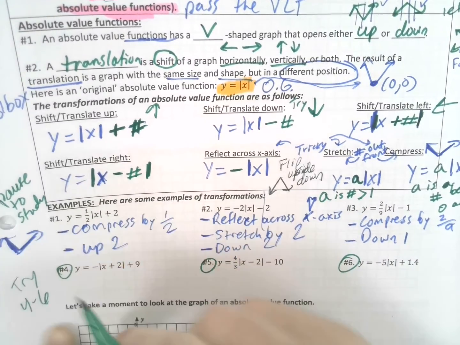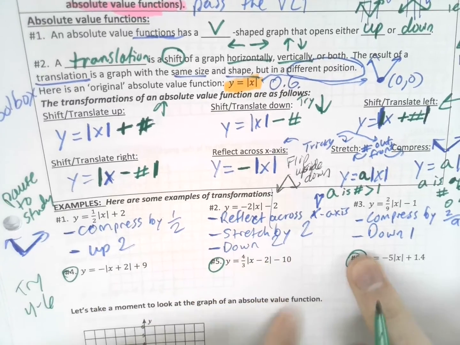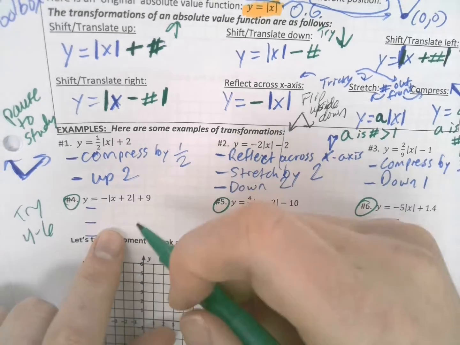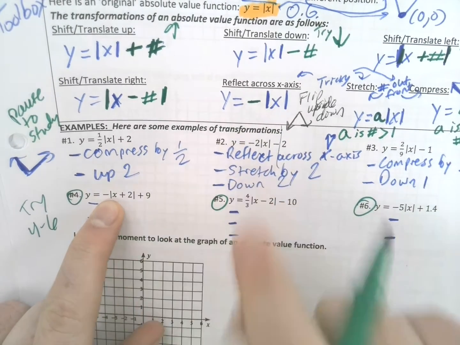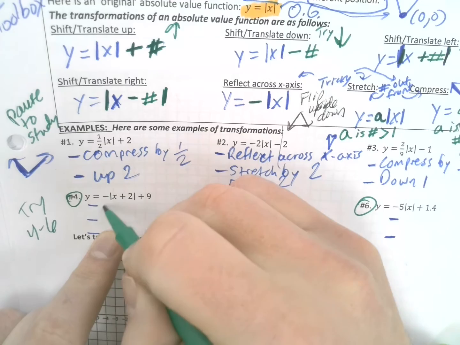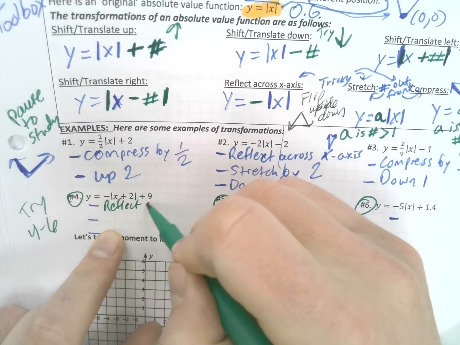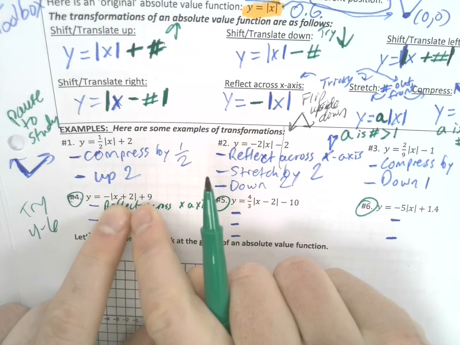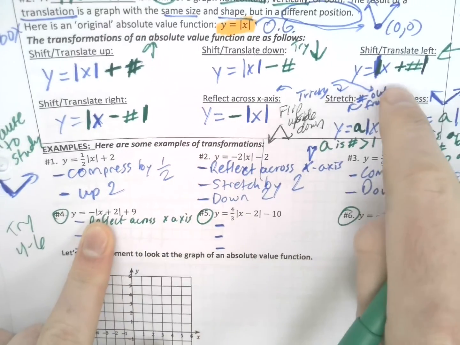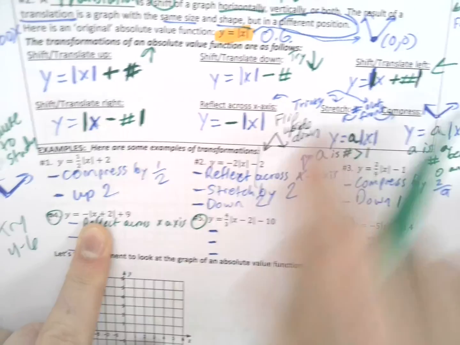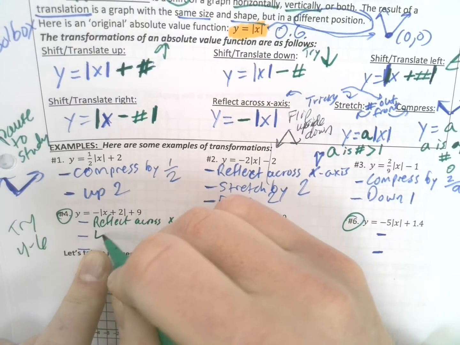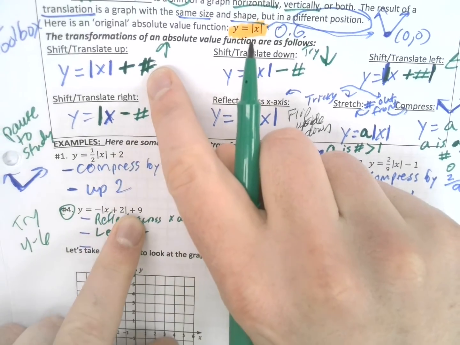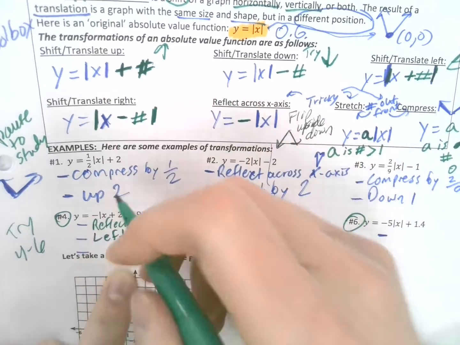So I'm going to let you guys try 4 through 6 for me. You can go ahead and pause the video. All right, guys, so let's see how you did. Negative out front, we know that means we are reflecting across x-axis. We're adding 2 on the inside. Well, if you add a number on the inside, that means you are translating left. We're going left 2, and then add a number at the end. In this case, we're adding 9. That's going to be going up. So up 9.